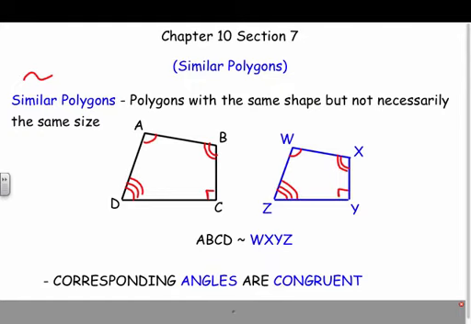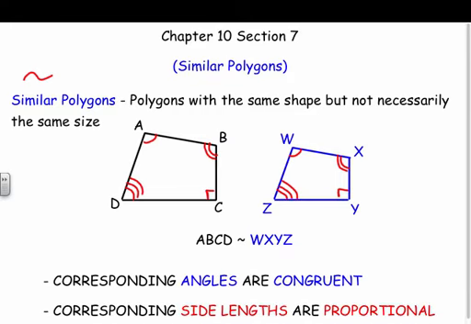And it looks like it. That's why they have the same shape. But they're not the same size. So the side lengths are different, right? They don't have the exact same side lengths, but there is something about the side lengths. They are actually all proportional. Corresponding side lengths are proportional.